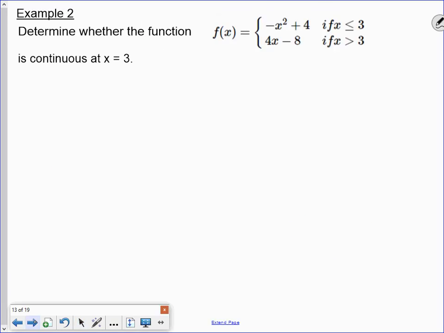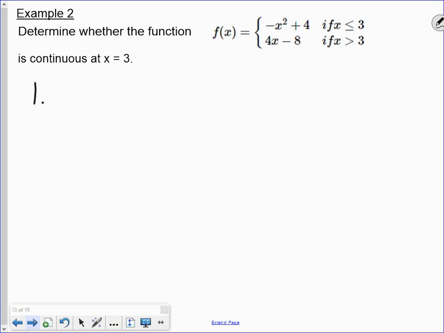Okay, so a second example. This is the kind of thing you want to be able to do. Determine whether the function f at x, which is defined as negative x squared plus 4 if x is less than or equal to 3, and 4x minus 8 if x is greater than 3, is continuous at x equals a. And you want to be able to do this using those three conditions necessary for continuity that we talked about on the top of the previous page. And you want to be able to just go through these things in order.